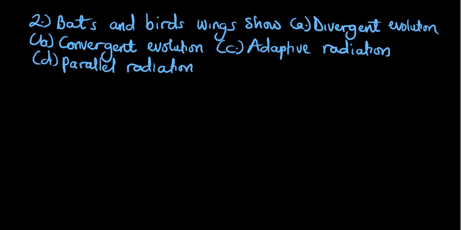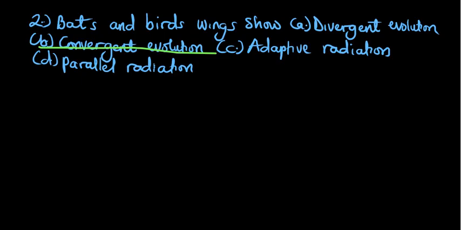So the next question states that a bat and bird's wings show A, divergent evolution, B, convergent evolution, C, adaptive radiation, D, parallel radiation. So the answer here is convergent evolution. Why did I choose convergent evolution?